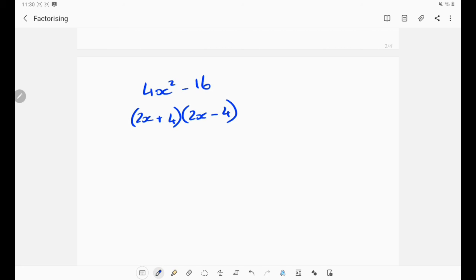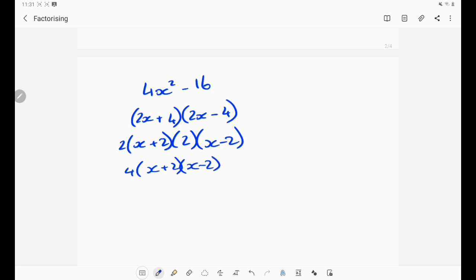But there's an issue here. When we look at those brackets, they actually can be factorised further. 2x plus 4, 2x, take away 4. Each of those brackets has a factor of 2. So if we'd done it this way, we'd then have to take out a factor of 2 from each bracket. And then, once we'd done that, we'd have to collect together the 2 times the 2 to get 4 at the front. And it gets complicated, it gets a bit messy, it's not pleasant.